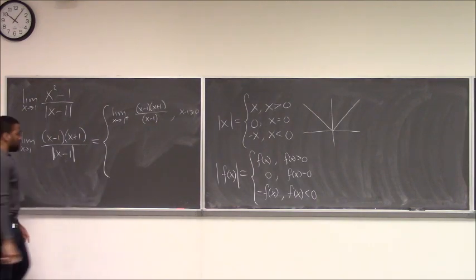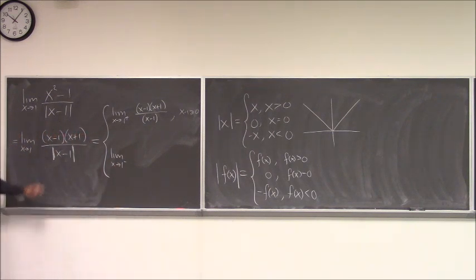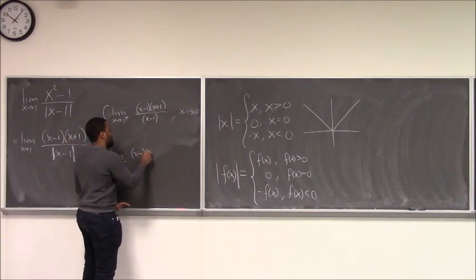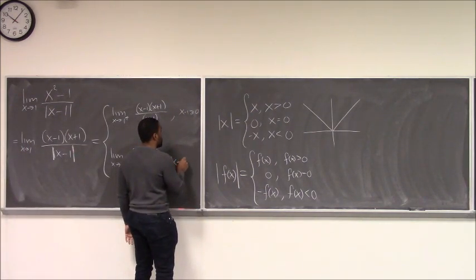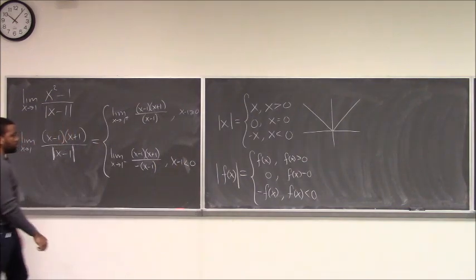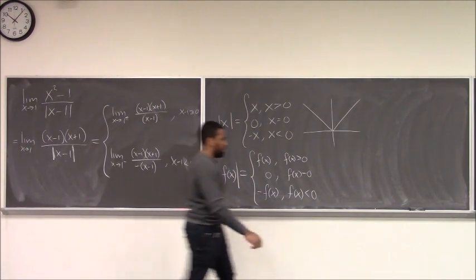The other option is you can approach from the side where you're a little bit less than 1, approaching from the left, in which case, right, you're like 0.99999, and 0.99999 minus 1 is negative, so the absolute value is going to take the negative of that function. So there's a negative sign. So now, you just deal with each of those separately.